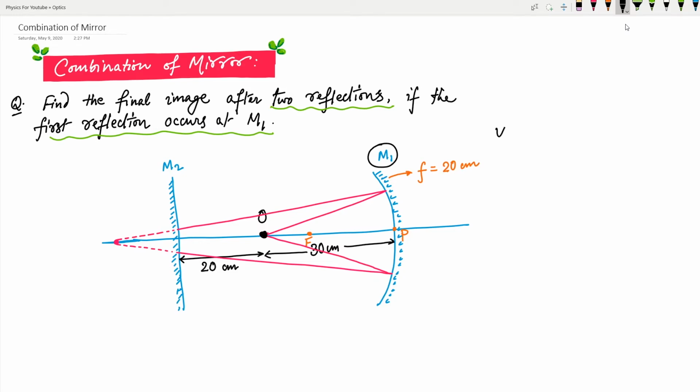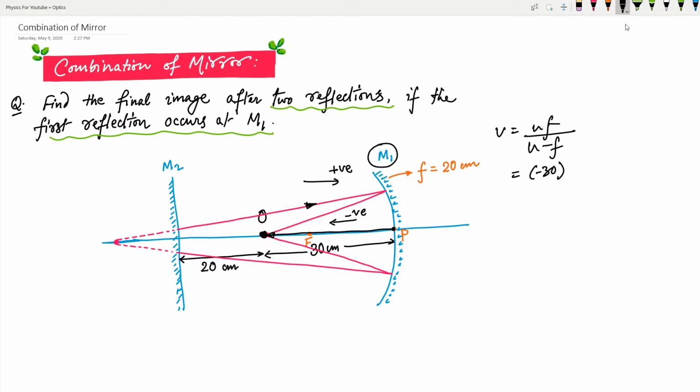We know that v is equal to uf divided by u minus f. This is the formula we have learned to solve things very quickly. u means object distance in front of the mirror. This is the direction of the incident ray, so this direction will be taken as positive and this direction as negative. The object distance is taken from the pole towards this point. It is minus 30 centimeters, so u is minus 30.